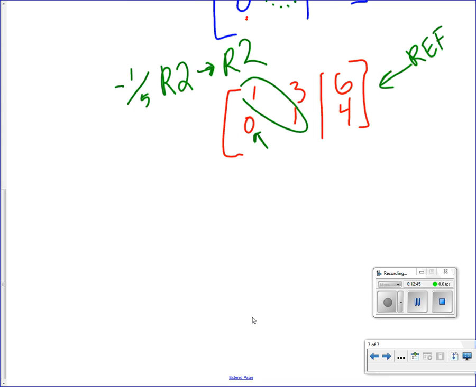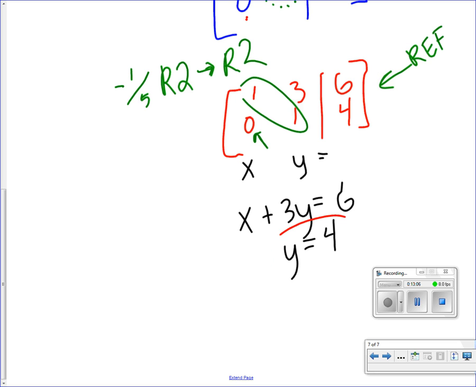So the top equation, remember the first column was x, the second column was y. So the top equation is 1x plus 3y equals 6. Remember this bar is your equal sign. The bottom equation is 0x, don't need to write that, plus 1y equals 4. And what happens with Gaussian elimination is that your last equation is always a single number. So I have found out that y equals 4.